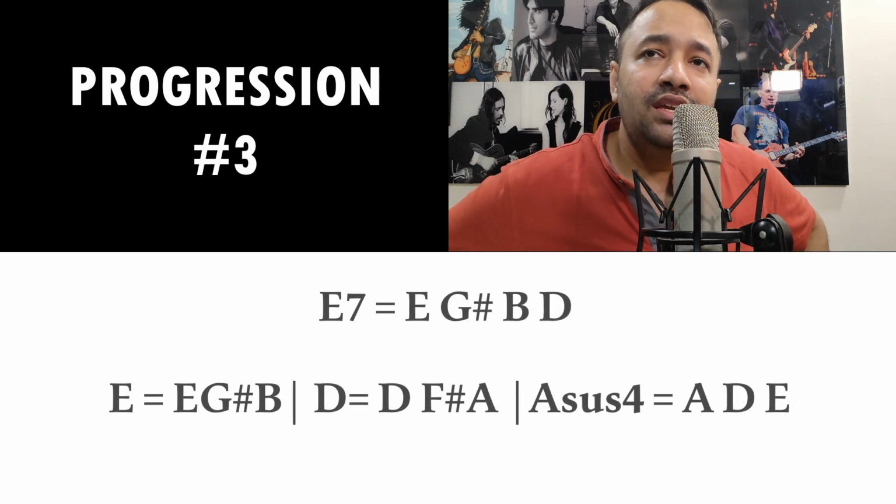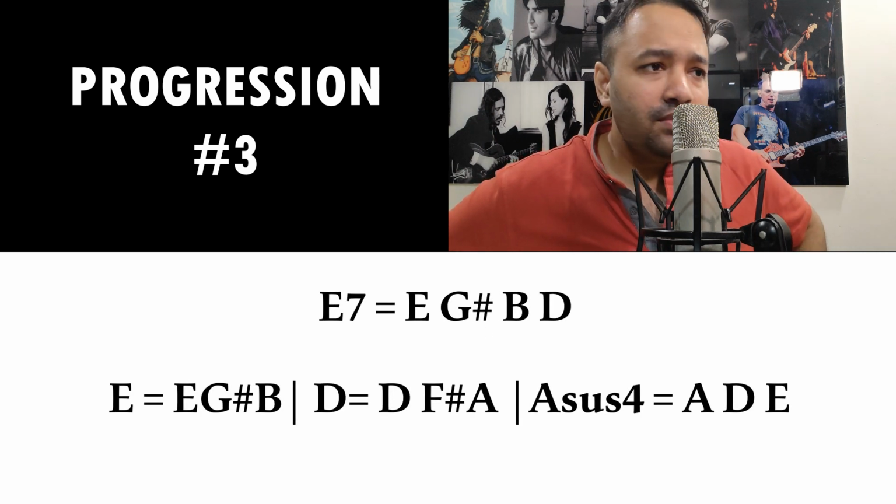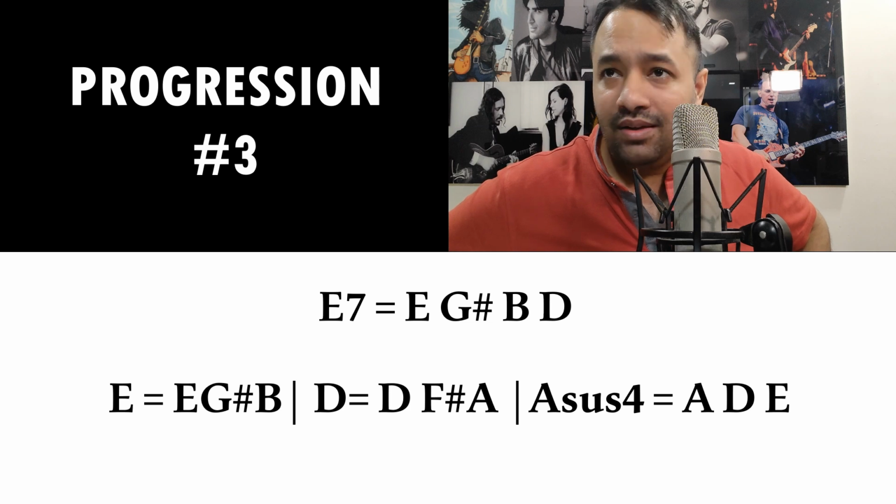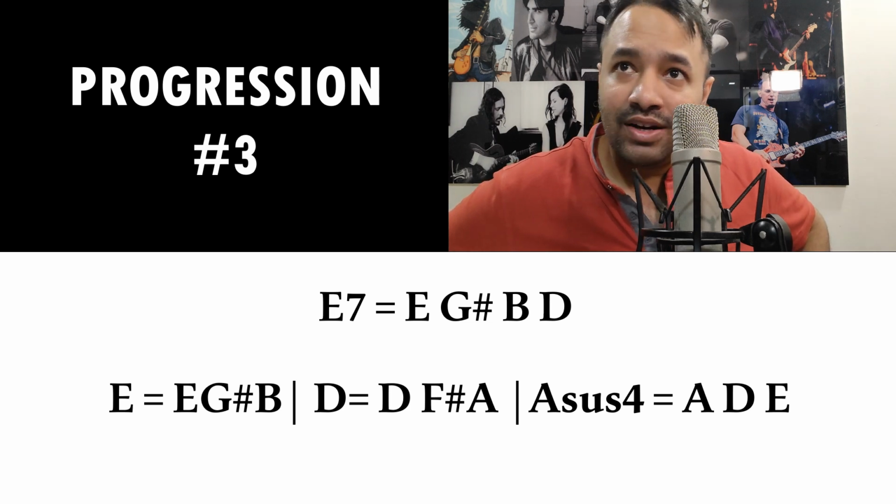So E7 has the E, G sharp, B and D. E major triad is E, G sharp and B. The D major is a D, F sharp and the A. And the A major we've already seen is the A, C sharp and the E.